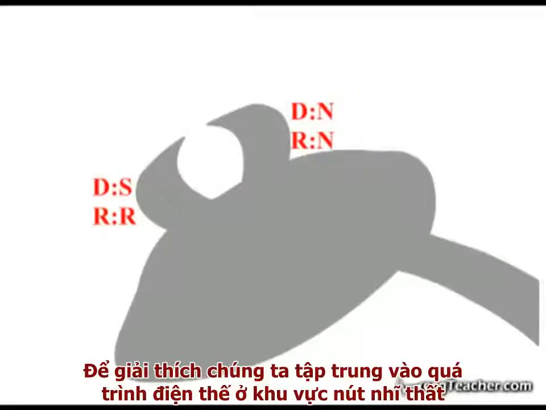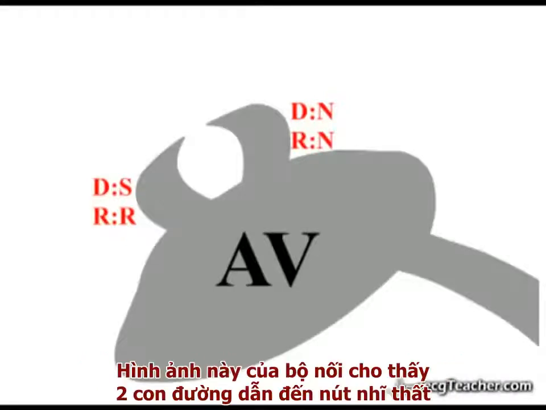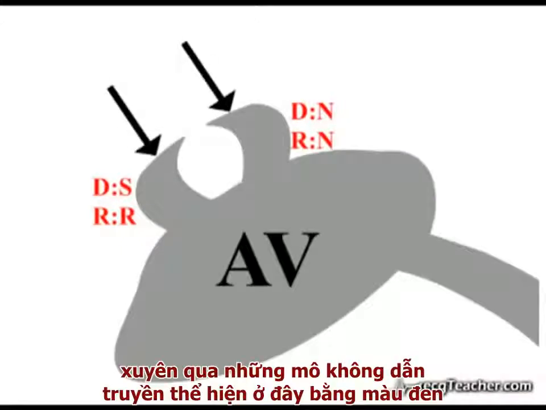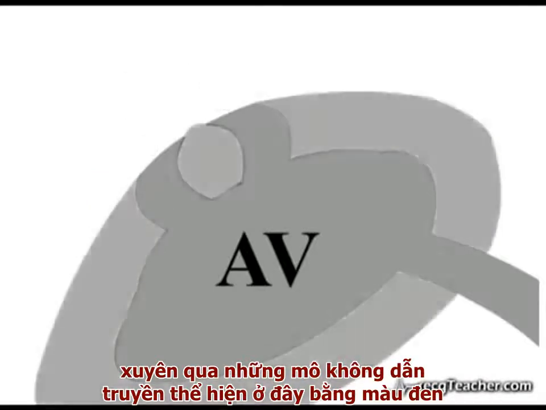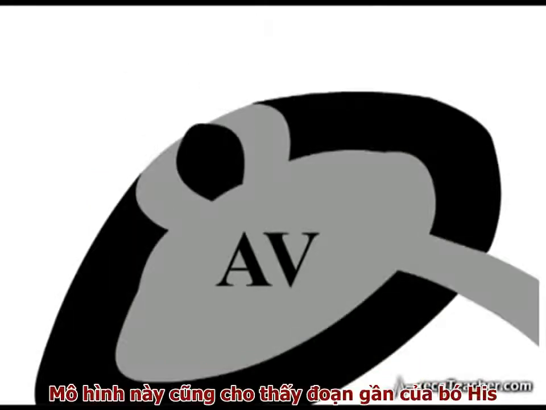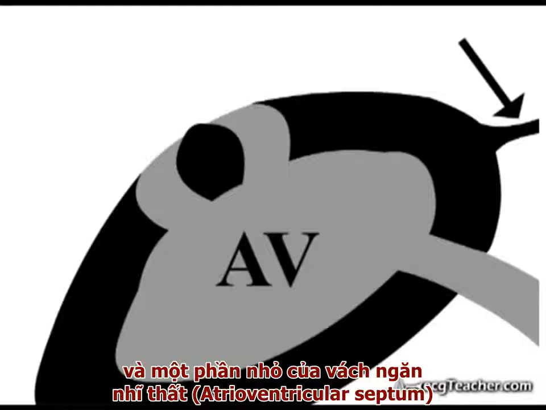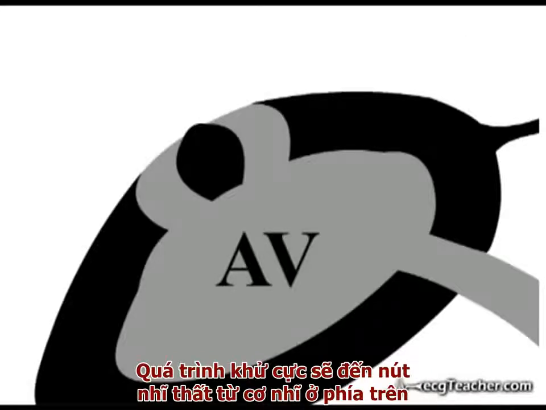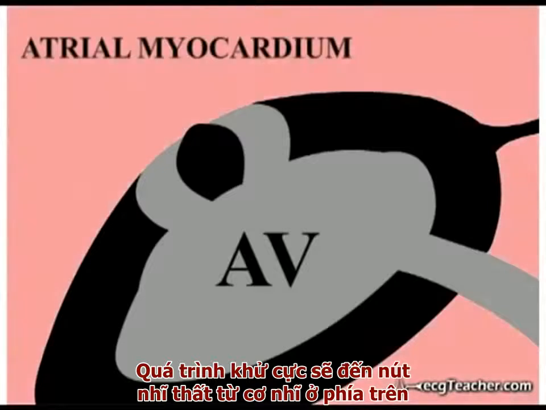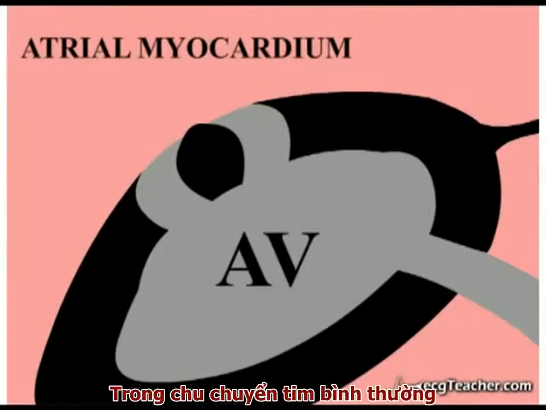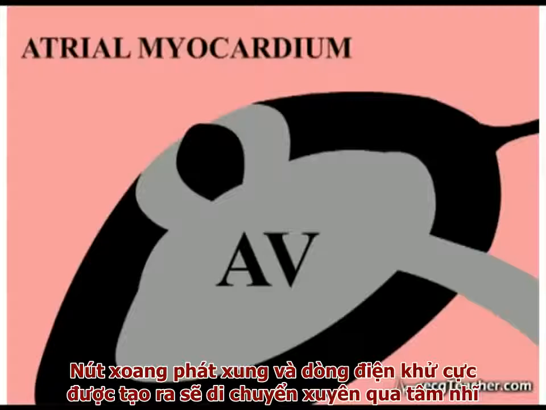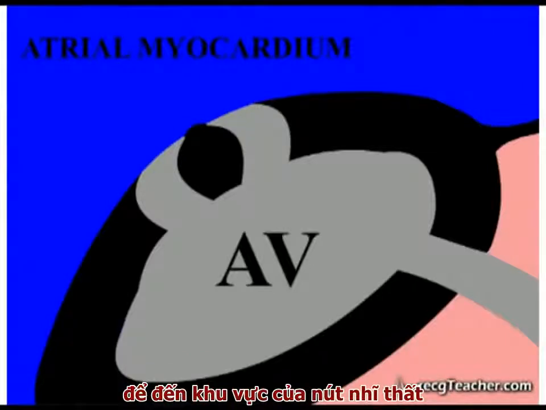To explain why, we will focus in on events in the region of the AV node during the cardiac cycle. This close-up of the junctional region shows the two tracts leading into the AV node through the surrounding non-conducting tissue, shown here in black. The diagram also shows the proximal portion of the bundle of His and a small portion of the atrioventricular septum. Depolarization will approach the node from the atrial myocardium above. During the normal cardiac cycle, the SA node discharges and the depolarizing current generated travels through the atria to reach the region of the AV node.